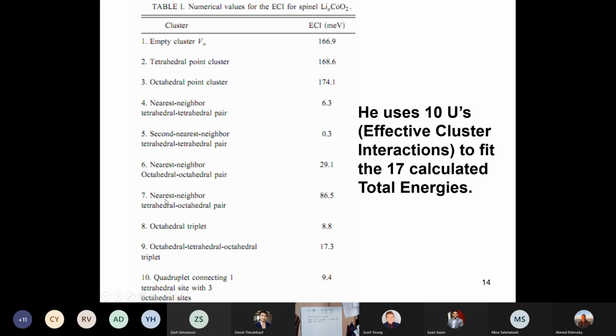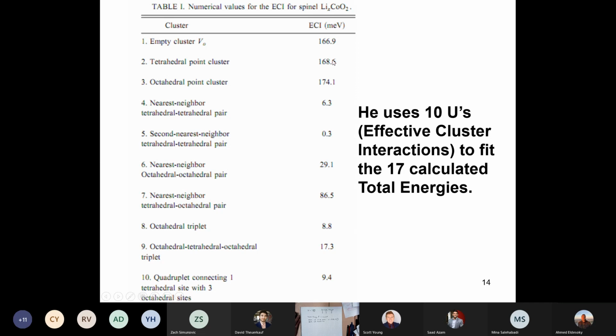And here's near neighbor's tetrahedral octahedral pair. So you can see this is a much bigger interaction energy. So this would very much not like to happen. The tetrahedral and the octahedral sites are much closer than the near neighbor octahedral pair. And then he has a near neighbor tetrahedral pair. It's a pretty small interaction energy. And one of the reasons is the tetrahedral sites aren't in the middle of the lithium layer.